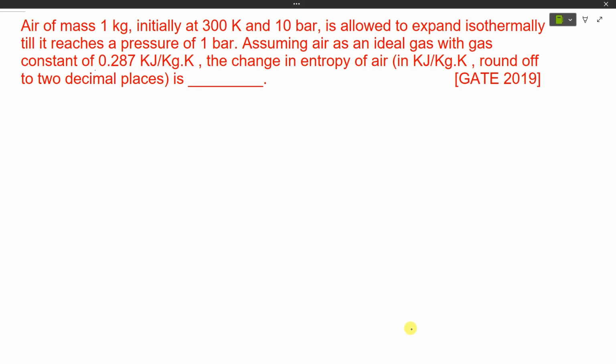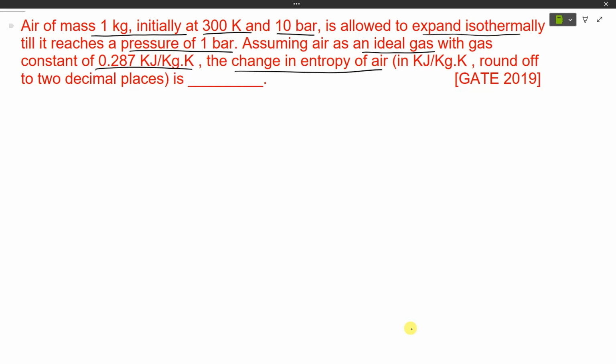Air of mass 1 kg, initially at 300 Kelvin and 10 bar, is allowed to expand isothermally till it reaches a pressure of 1 bar. Assuming air as an ideal gas with gas constant of 0.287 kJ per kg Kelvin, the change in entropy of air in kilojoule per kg Kelvin, rounded off to 2 decimal places, is dash.